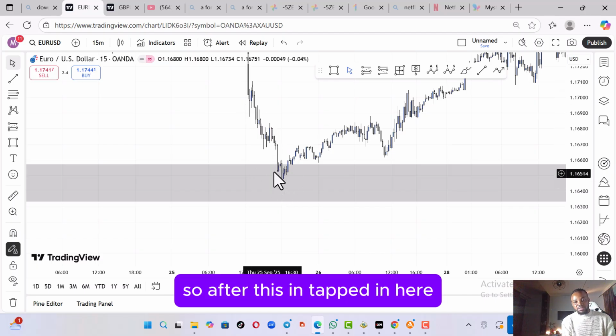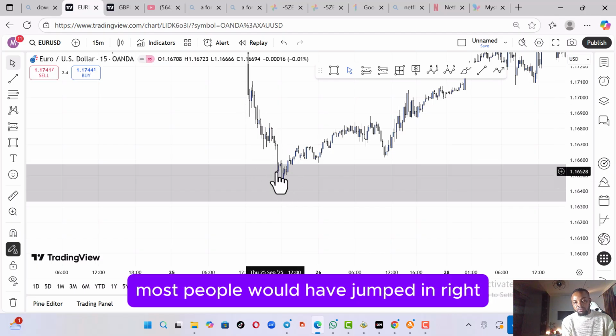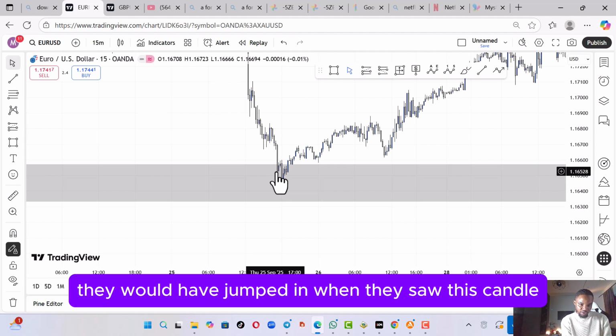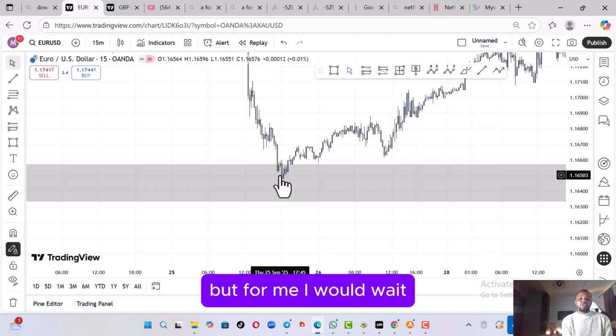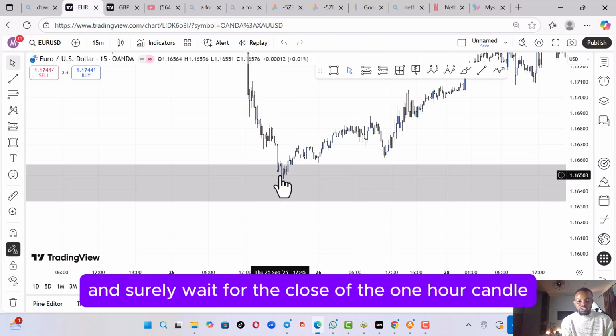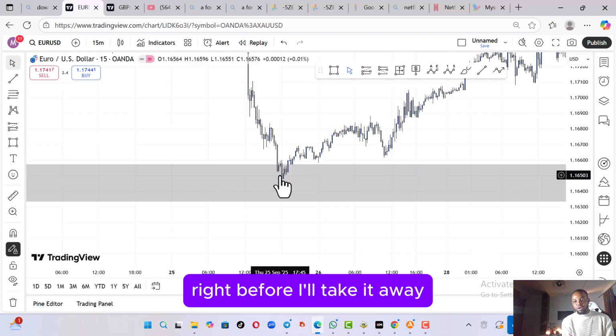So after this thing tapped in here, most people would have jumped in, right? They would have jumped in when they saw this candle. But for me, I would wait. And I will actually and surely wait for the close of the 1 hour candle, right? Before I would take a trade.